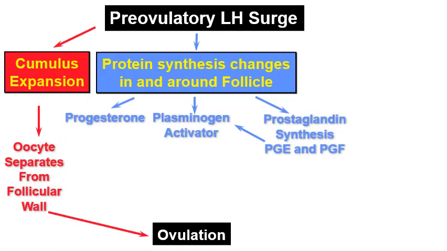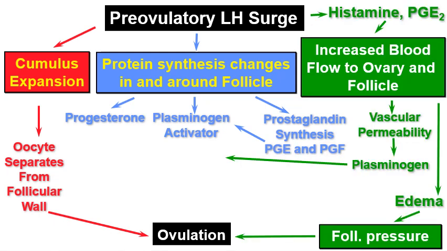The next factor that is important for ovulation is the changes in the protein synthesis in and around the follicle. Under this, we have the production of progesterone, or P4. We also have the production of the plasminogen activator and the synthesis of the prostaglandins. These include the PGE as well as the PGF2 alpha. The preovulatory LH surge will also lead to an increase in the release of histamine as well as PGE2, which is a form of prostaglandin.